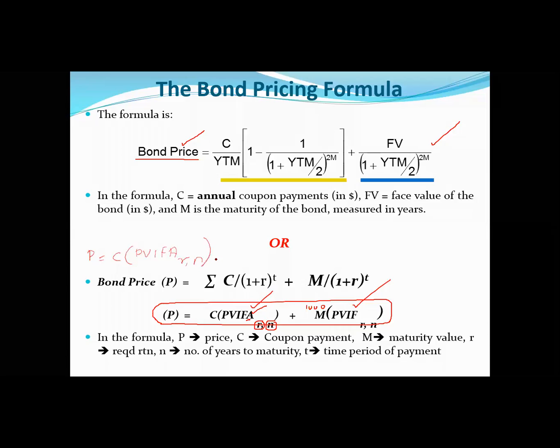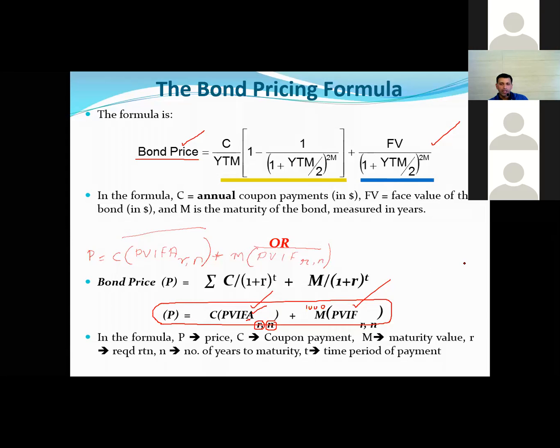Plus I have written M, that is maturity value, into present value interest factor only, for required rate of return for n number of years. Can you tell me the difference between this frame and this frame? Can anyone tell me this? What is it that I'm talking about?